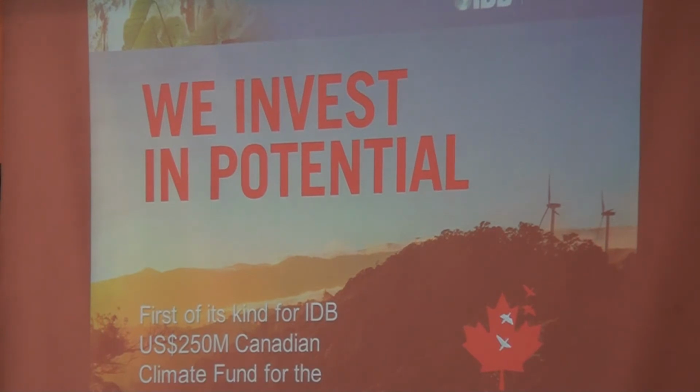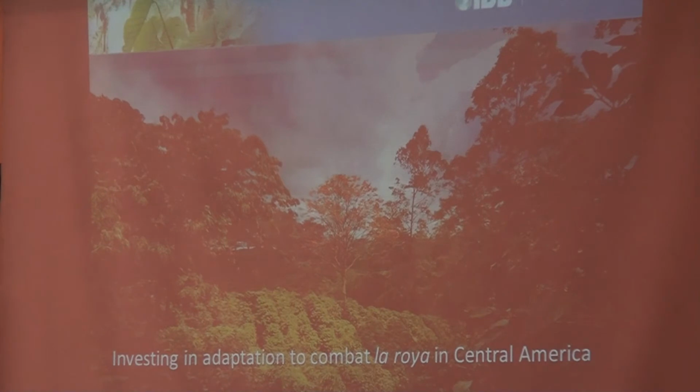I would say that even with this tool, I want to point out that we've had difficulty making forestry investments because of what I was talking about earlier, which is the long-term payoff period for most forestry investments. Next slide. That said, we do have a good example of a climate change adaptation project that we financed through the Canadian Climate Fund.